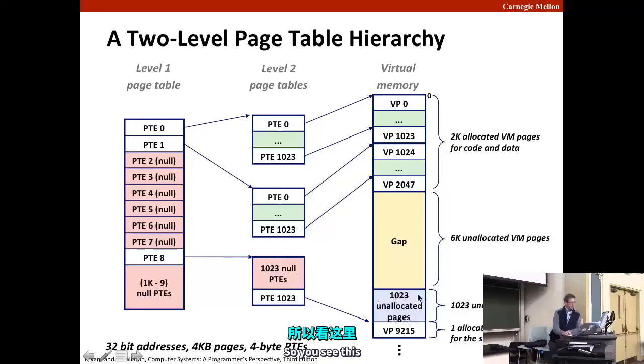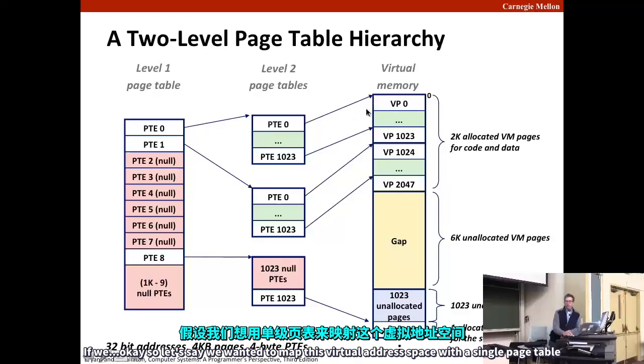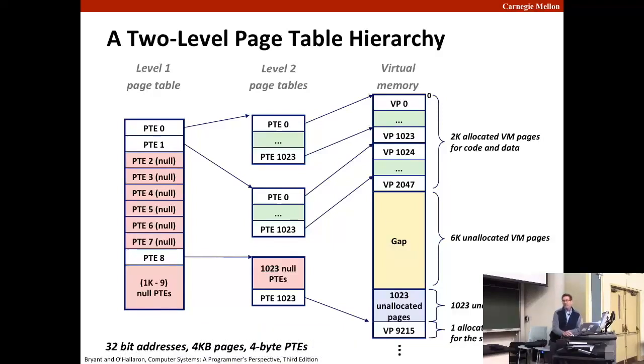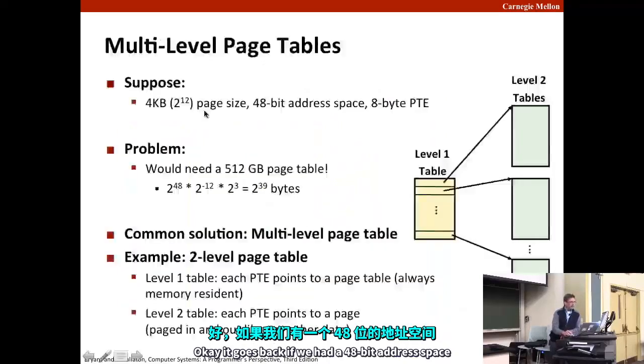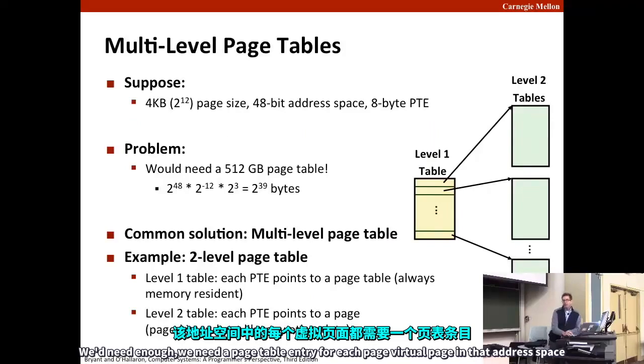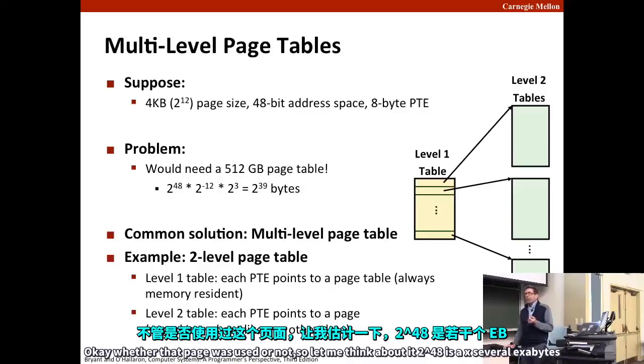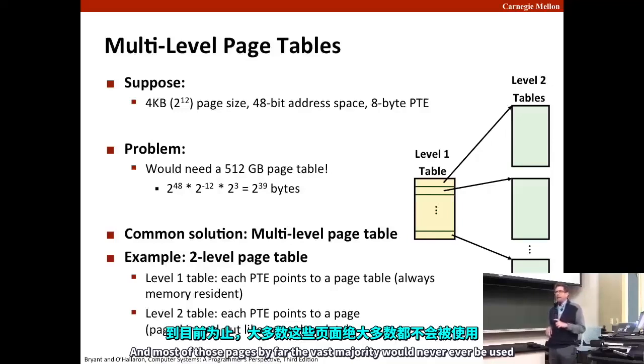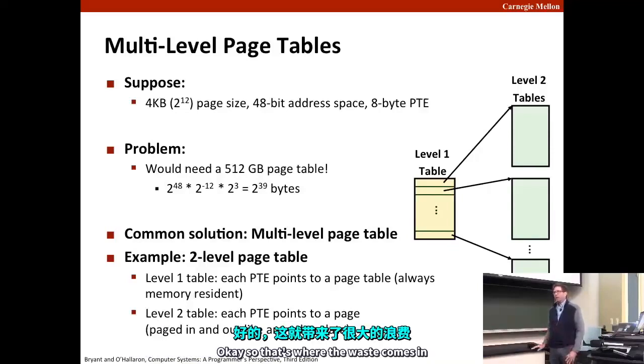So let's say we wanted to map this virtual address space with a single page table. We would need a PTE for every page within that address, whether it was used or not. If we had a 48-bit address space, we'd need a page table entry for each virtual page in that address space, whether that page was used or not. Think about it, 2 to the 48th is several exabytes. We'd need a page table that had an entry for each virtual page in that 48-bit address space. And most of those pages, by far the vast majority, would never, ever be used. So that's where the waste comes in.